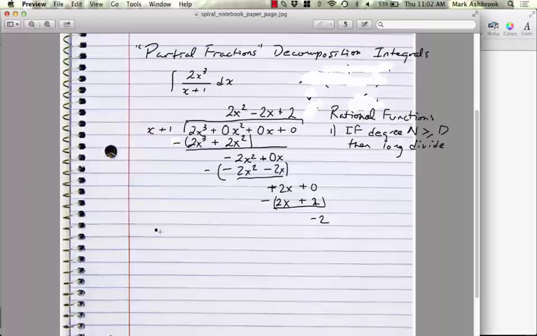So then 2x cubed over x plus 1 equals this: 2x squared minus 2x plus 2. And then here's your remainder. You put your remainder over your divisor as your last term, so minus 2 over x plus 1.